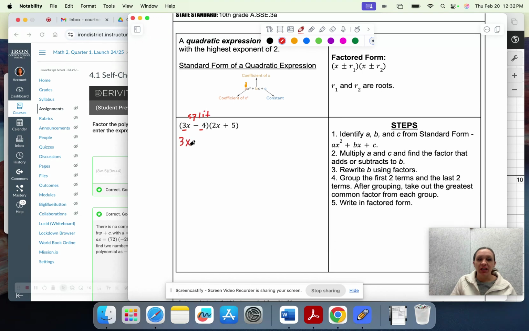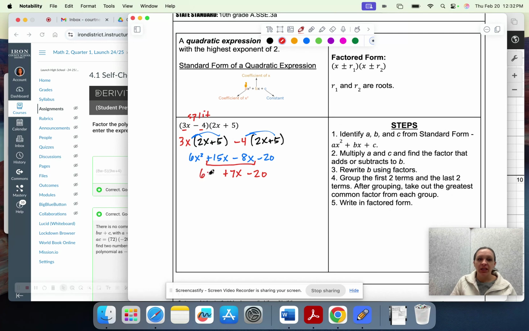So first I'm going to split this first one. So I have 3x minus 4. And then remember, we write the second binomial twice. So 2x plus 5, 2x plus 5. And then I'm going to multiply. So I get 6x squared. 3 times 5 is 15x. Negative 4 times 2 is negative 8x. Negative 4 times 5 is negative 20. And then I combine my middle terms. So 15 minus 8 is positive 7.